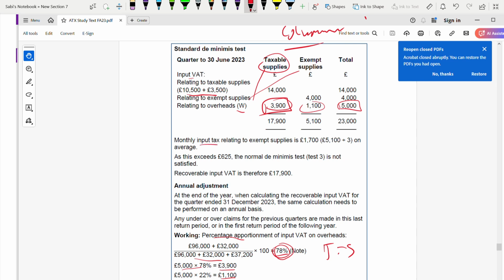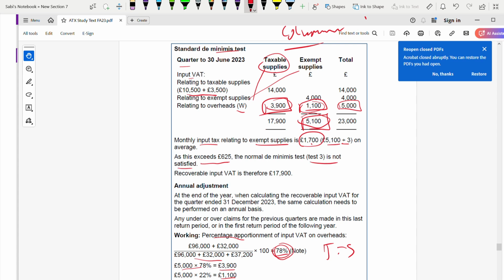So the monthly input tax relating to exempt supply is how much? You need this total. For the de minimis test, you need the total input tax of exempt supply. That's why we are doing this percentage and finding this overhead portion, to find the total. This 5,100 we need. This is what we need for the de minimis test. That's why we are doing all this table. So it's 5,100. This is the quarter. You need to divide it for the month. Divide by 3. So monthly input tax is 1,700. And if you see 1,700, this also exceeds 625. So even test 3 is not satisfied.